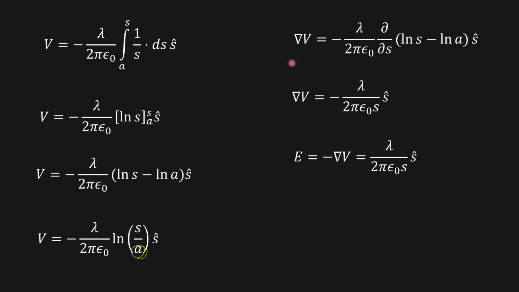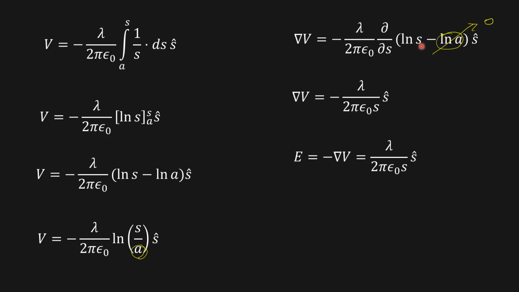So we will take the gradient of V, that is the gradient of the potential. You can see this lambda over 2 pi epsilon naught. Of course, we have a negative sign. A partial derivative, del over del s, of this, which can be written as natural logarithm of s minus natural logarithm of a. Then if you are taking the derivative with respect to s, that a does not depend on s, so this will be 0.